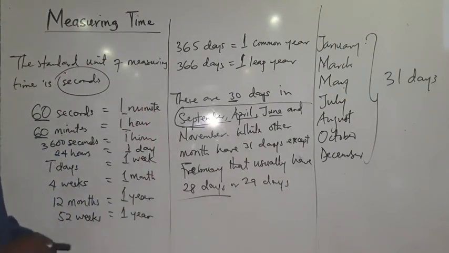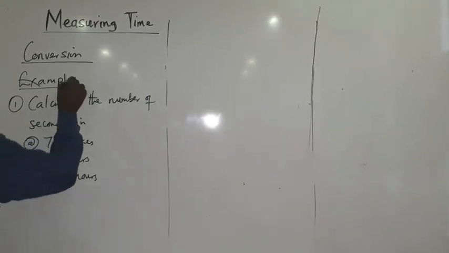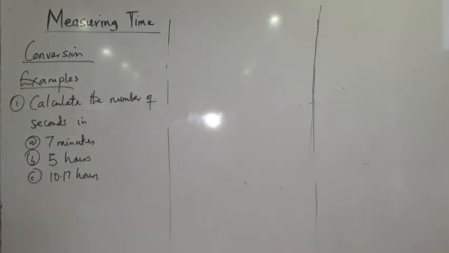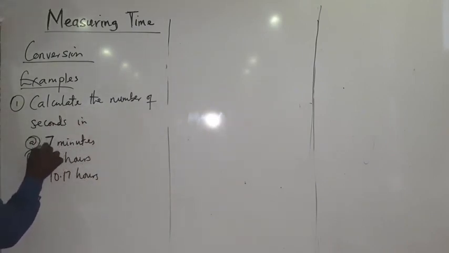So the next thing is to look at conversion. How do we convert? When you have questions on how to convert, that's what we're going to look at. Since you have known this, the rest will be easier for you to do. All right, we have these examples. Under conversion, calculate the number of seconds you are going to get in this.